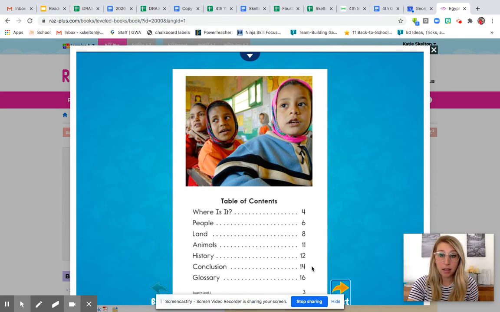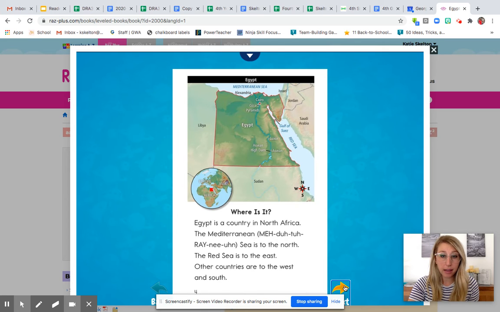So as a reader, I have a good idea of what I'm going to learn about in this text. If we continue through this text, I'm going to look at the first sentence in each section. That's going to help me hopefully find the main idea. This one says, Egypt is a country in North Africa. Based on this, I can guess as a reader that the rest of this section is going to be about where Egypt is in Africa. So I'm using my topic and my main idea to help me decide what this text is going to be about.